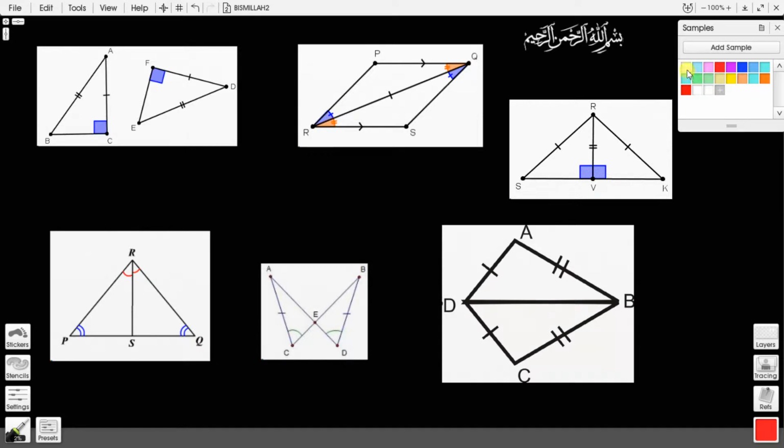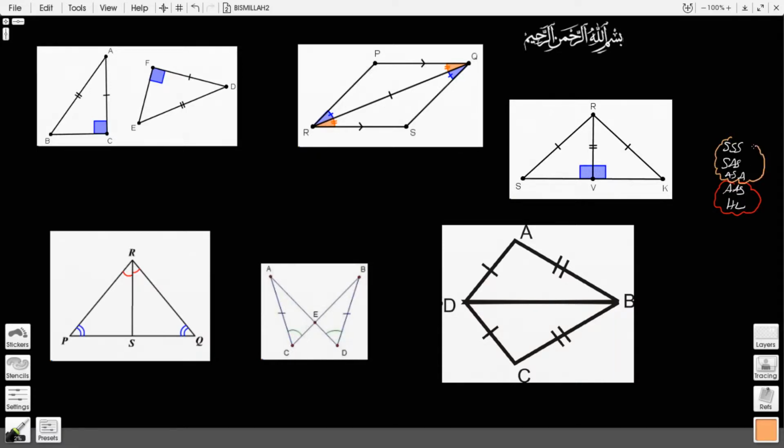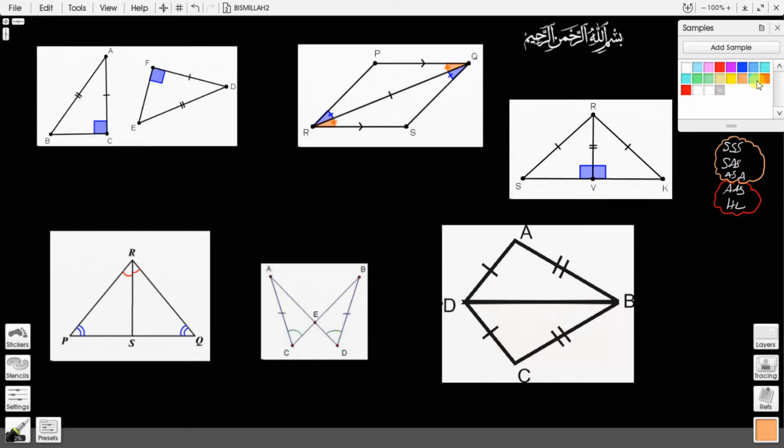If you recall, we had learned 5 ways of proving triangles congruent: side-side-side, side-angle-side, angle-side-angle, angle-angle-side, and hypotenuse leg. And we had suggested that these were theorems and these were postulates that we had learned. So that's what we have at our disposal here in trying to prove these congruent.